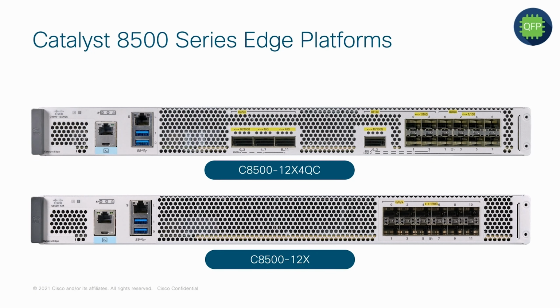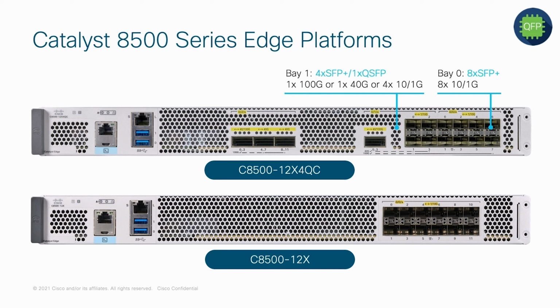As you might already be aware, the Catalyst 8500 series edge platforms powered by the Quantum Flow processor have two platform PIDs. The C8500-12X4QC, shown at the top of the picture, has Bay 0 offering 8 SFP+ ports. It has Bay 1 offering 4 SFP+ or 1 QSFP port, and Bay 2 offers 3 QSFP ports. In the lower end platform, the 8500-12X, you have Bay 0 with all 12 SFP+ ports.